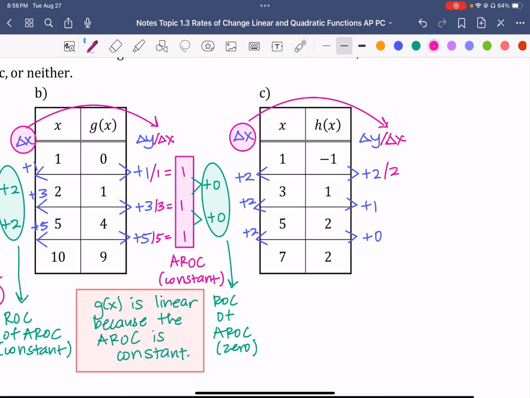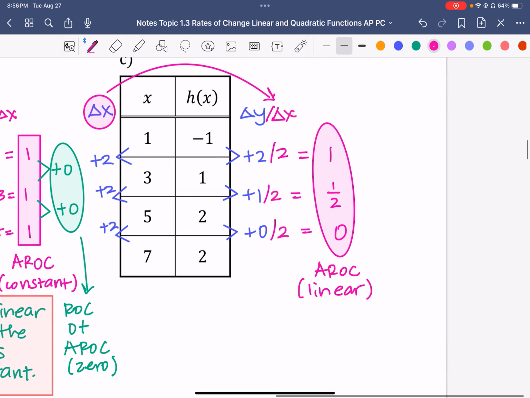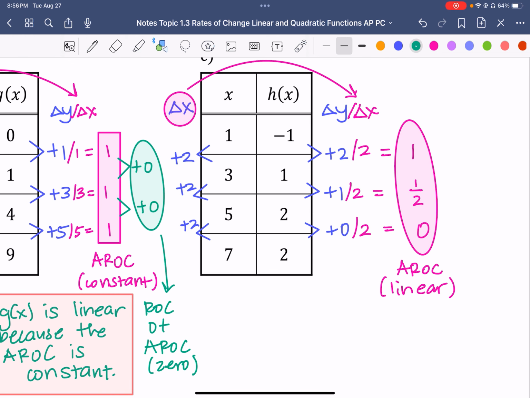So we got divided by 2, 2, and 2. If you simplify these, you get 1, 1/2, and 0. The first time you do it, circle them and label them the average rate of change. You can see they're not constant, so we'll say that these average rates of change are linear. Okay, at which point you would repeat the process.